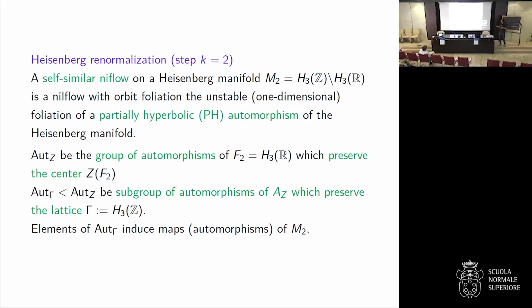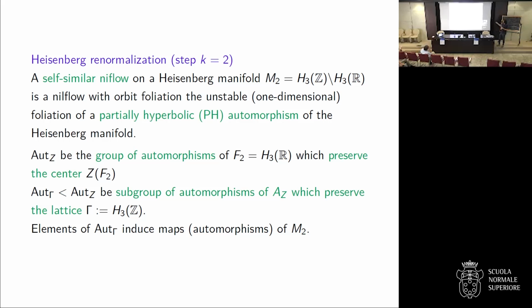So Heisenberg nil manifolds, a little bit like two-dimensional tori, have automorphisms. These automorphisms can be partially hyperbolic. They cannot be hyperbolic because the center is always neutral. And well, there are some special nilflows that go along the unstable direction. And these are what I would call self-similar because they are renormalized by a map. And well, these are a little bit special.